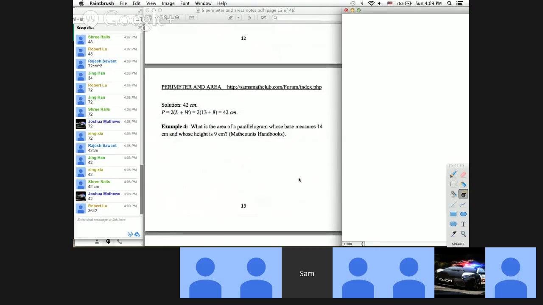Okay, so parallelograms are just like rectangles. So let's try this problem. What is the area of a parallelogram whose base measures 14 centimeters and height 9 centimeters?